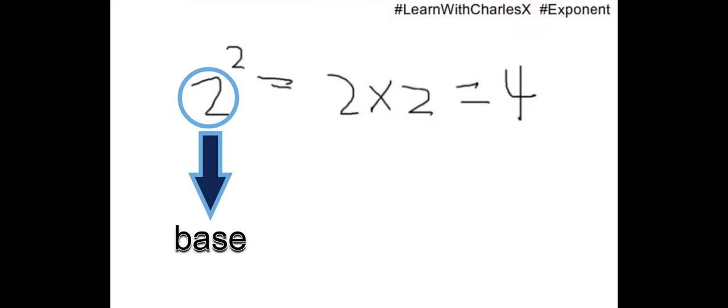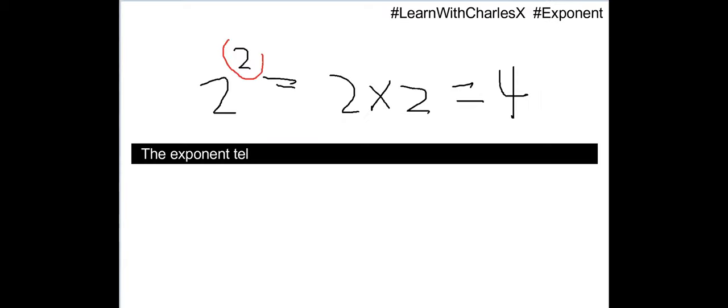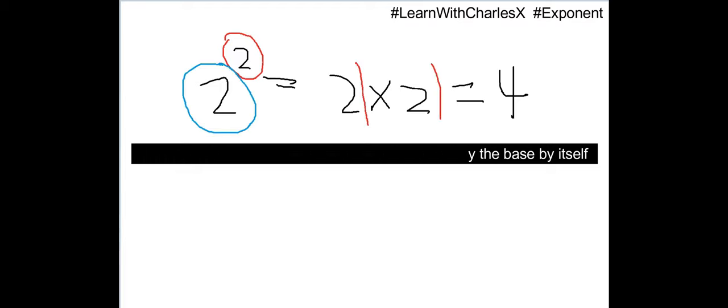This is the base number and this is the exponent. The exponent tells you how many times you need to multiply the base by itself.